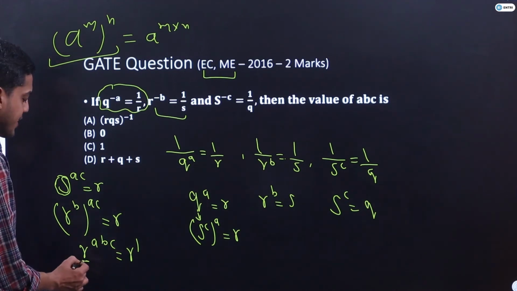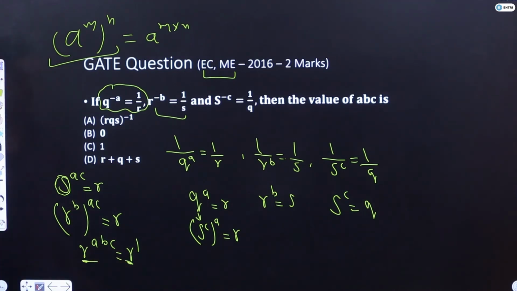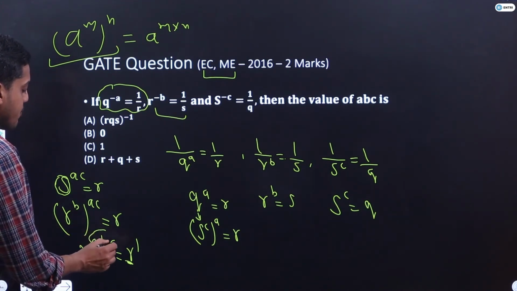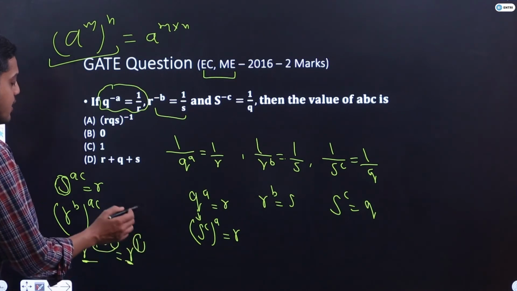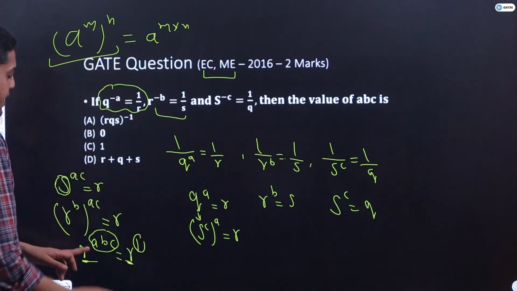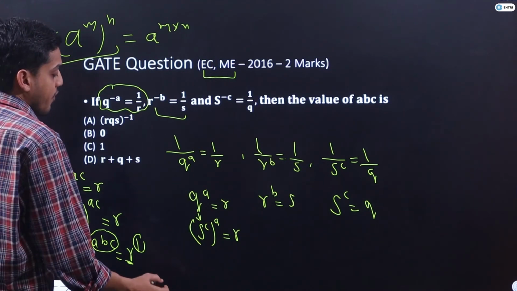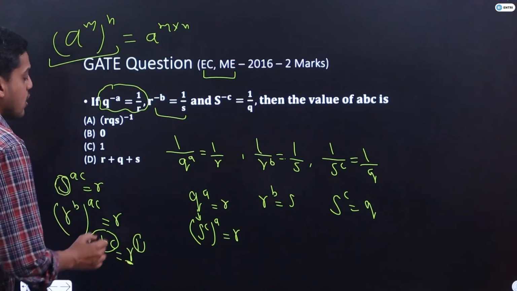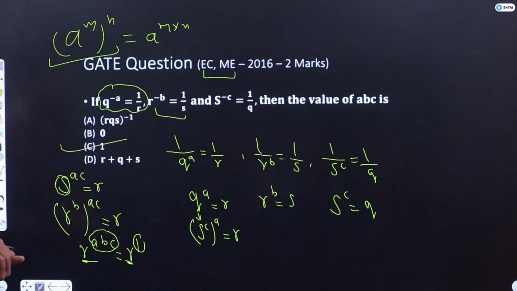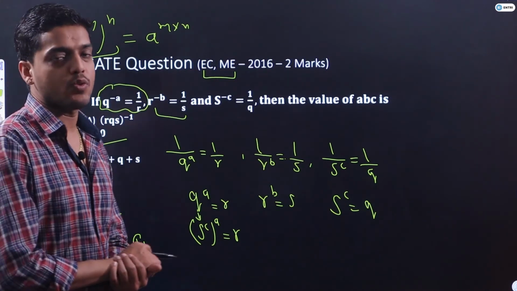Here we have maintained the base R equal, so the powers will also be equal. That's why ABC will be equal to 1 only. The product of ABC, A into B into C, equals 1. That is what we have got over here. So option C is the correct answer. I hope it is clear to each and every one, guys.